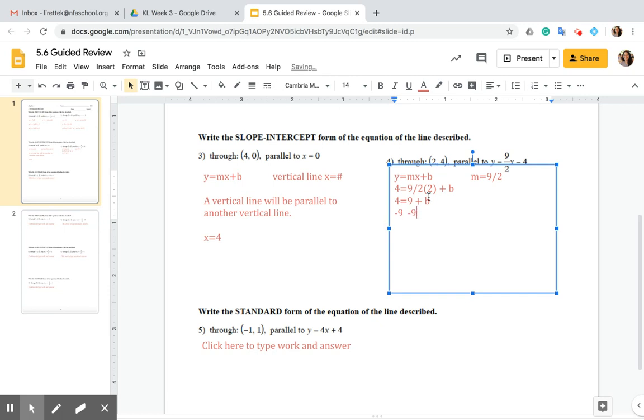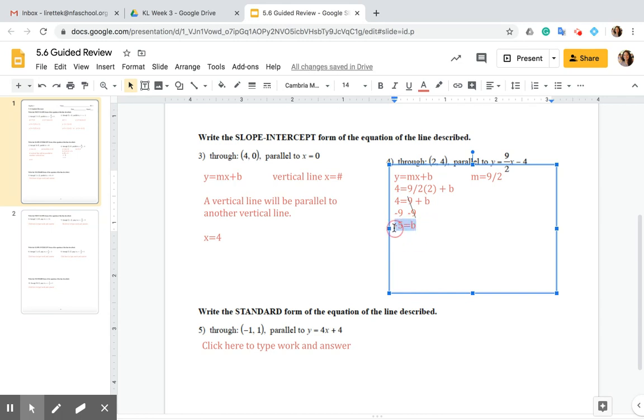Do it to both sides. These are going to cancel. If you want to get real fancy, you can draw a little line through it. You don't have to do this, but if you want to add flair, go for it. And then I'm going to subtract these 2. 4 minus 9 gives me -5, and the b is now alone.